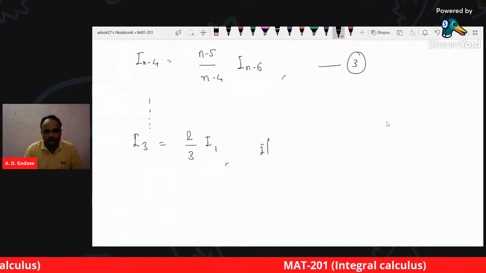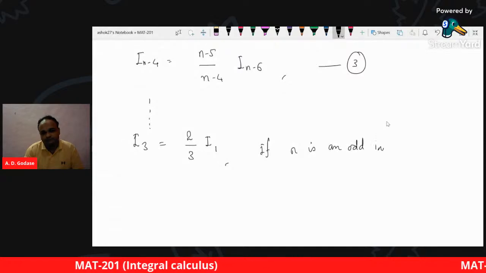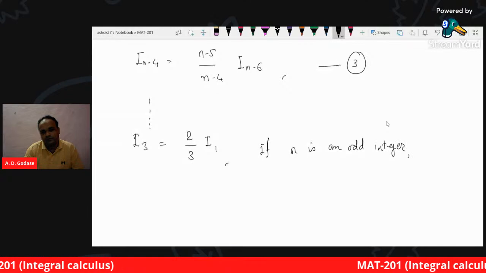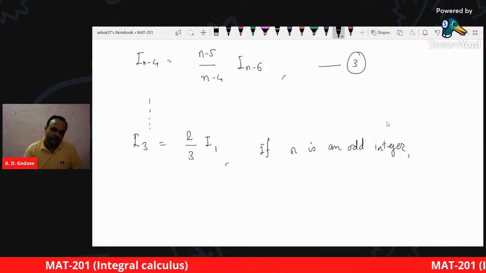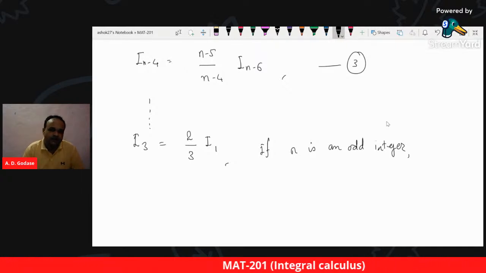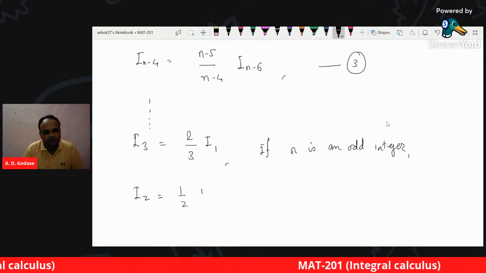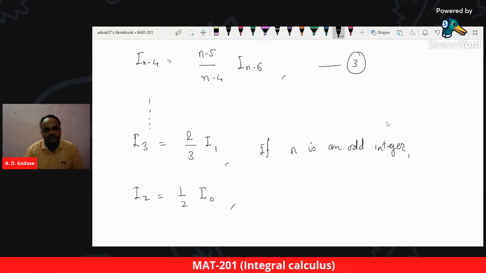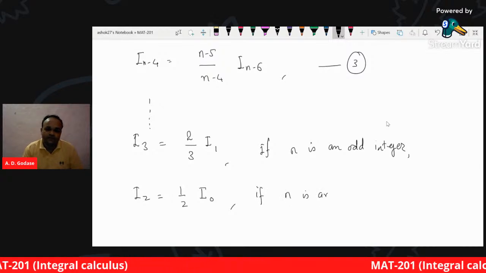So if n is an odd integer, it goes down to I1. And if I put n equal to 6, meaning I'm putting the value of n as an even integer, in that case I will get I(6 minus 4), that is I2, and (6 minus 1) that is 1, so it will be half, and that is I0. So it is in the case if n is an even integer.